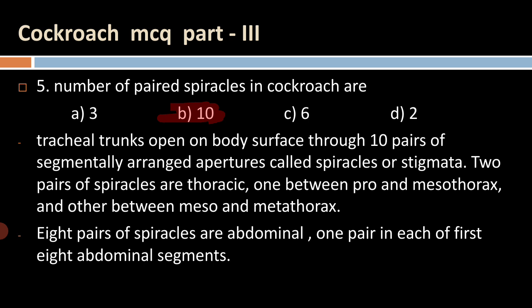Two pairs of spiracles are thoracic, that is one between pro and mesothorax, and the other pair between meso and metathorax. So out of 10 pairs of spiracles, 2 pairs are found in the thoracic part of the body, and the remaining 8 pairs of spiracles are abdominal, 1 pair in each of the first 8 abdominal segments.